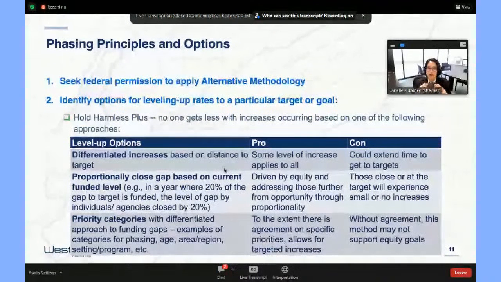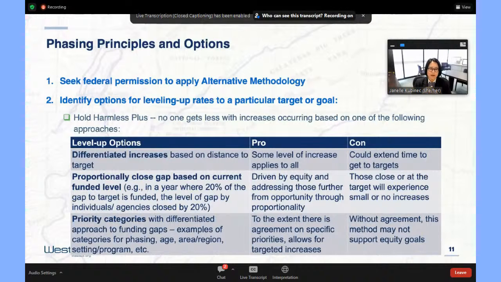So if the state funds 20% of the gap in a particular year, then those individuals and agencies see their gap close by 20% towards target. So those furthest from the target, because they're getting 20%, see more dollars to see their gap closing. This is one of the pros: it's driven by equity, by addressing those furthest from opportunity through proportionality. The cons is those close to the target may experience small or no increases as we get closer to closing that gap, because this is all based on distance to the target.